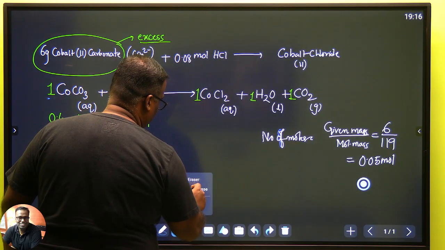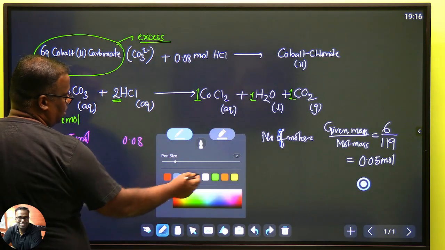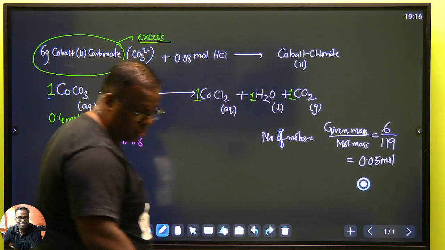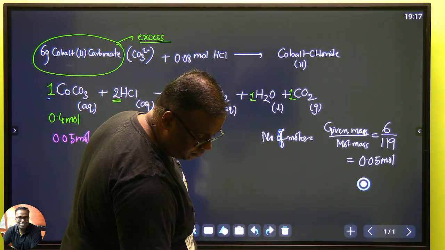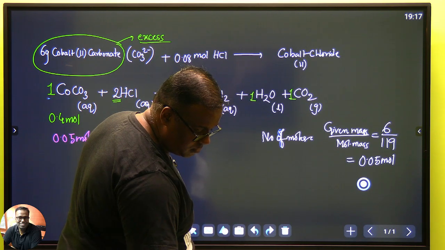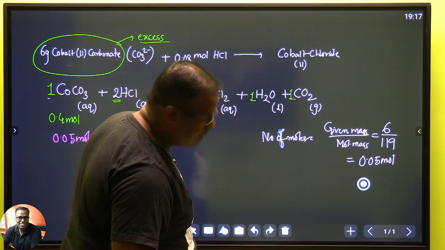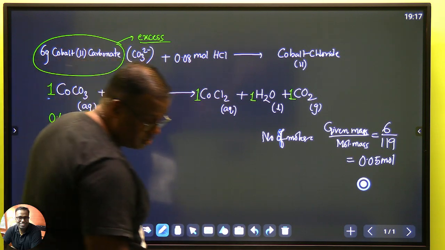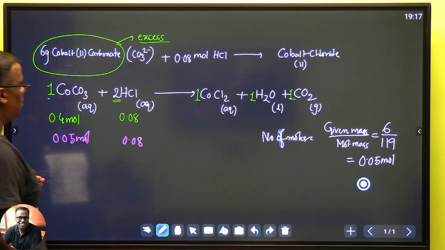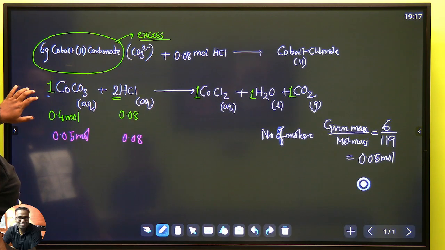No, not like that. One minute. This is also a mistake. Hang on. So this should be 0.08 moles. Let me check the question. What is the question? Show that cobalt 2 carbonate was in excess. So show that this is excess.